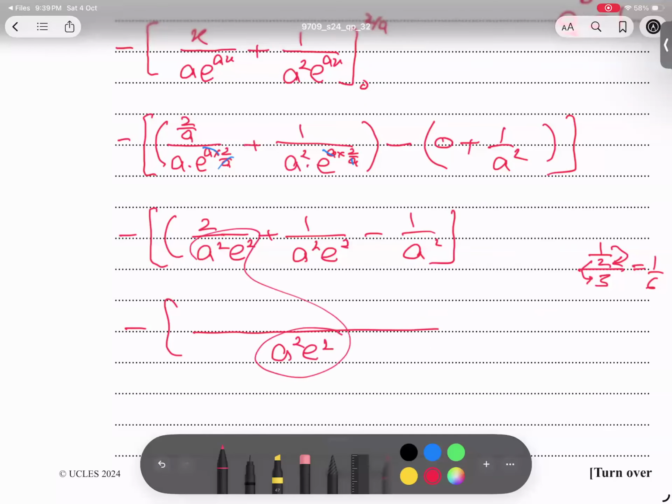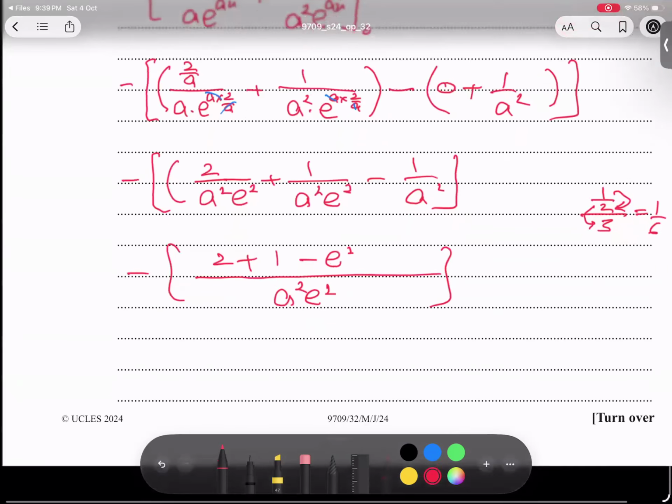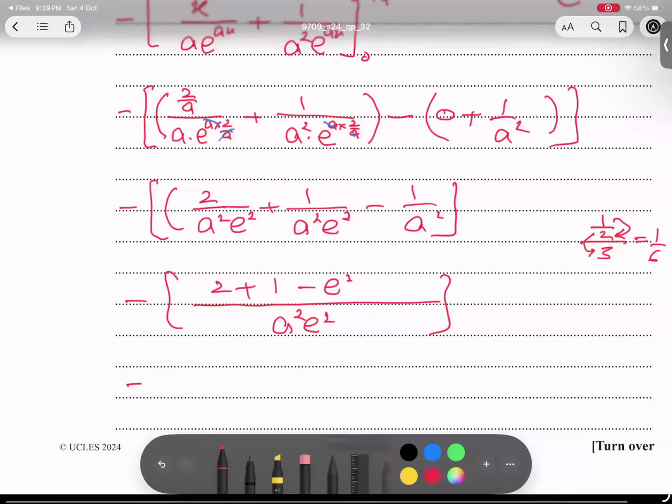Does this match? Yes, match. Upper value copy, 1 copy. But is it the same? No. What is missing? E square is missing. So e square, I'm writing here negative e square. So this is very clear. Now I'm writing what is inside. Finally, I got a 3 minus e square by a square into e square.